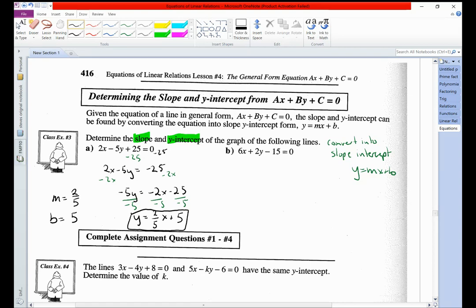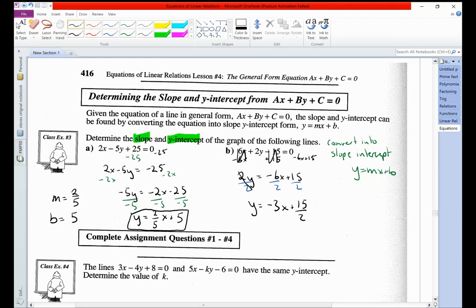Same process with the next one. We're going to try to get y by itself. So I'm going to add 15 to both sides and subtract 6x from both sides. So that cancels and that cancels. I'm left with 2y is equal to negative 6x plus 15. And then I can divide both sides, or every term, by 2. 2 over 2 cancels. I'm left with y. Negative 6 divided by 2 is negative 3x. And 15 over 2 doesn't divide, so we're going to leave it as a fraction.